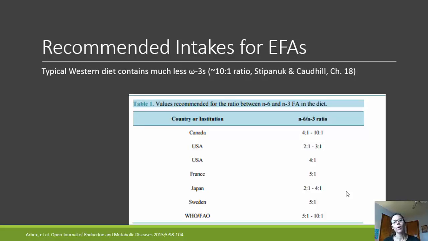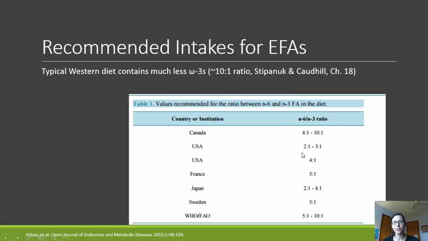So more and more, we're starting to make recommendations for our essential fatty acids in terms of the ratio in which we take them in. And in this figure, the authors are showing what the recommendations are for ratios of intake of omega-6s to omega-3s in different countries. So in Canada, they say a range of either 4 to 1 to 10 to 1. So this is a pretty big range.